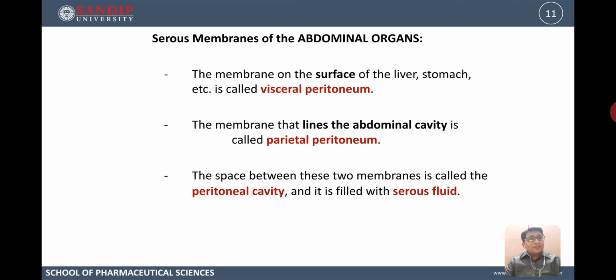Next, the membrane on the surface of the liver, stomach, and reproductive organs is known as visceral peritoneum, because it is now concerned with the abdomen. Then the membrane that lines the abdominal cavity is known as parietal peritoneum. The space between visceral peritoneum and parietal peritoneum is known as the peritoneal cavity, which is filled with serous fluid.